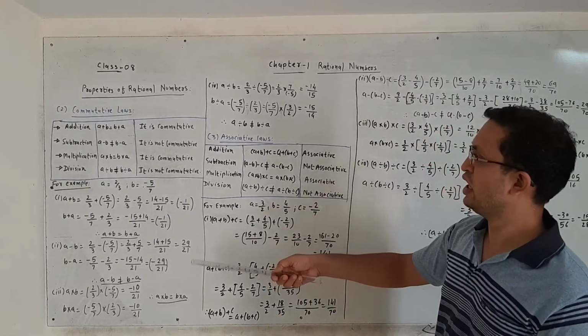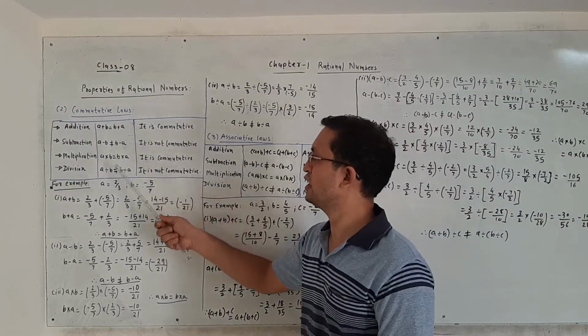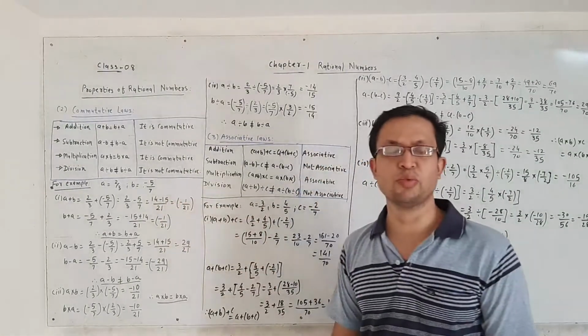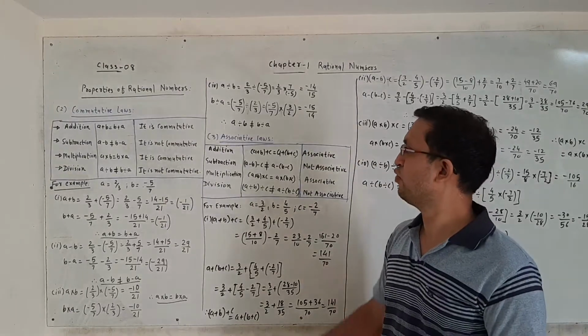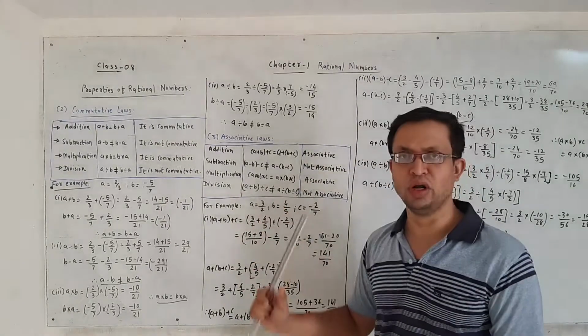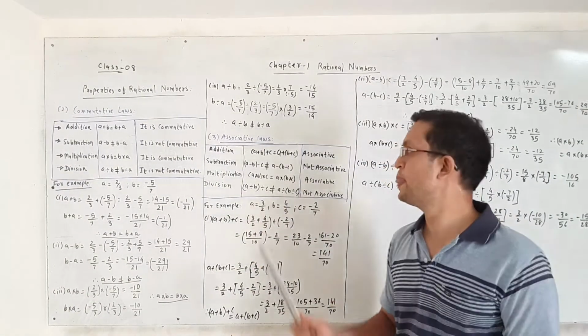So from here we have seen that the commutative property is true for multiplication and addition. Therefore, the commutative property is true only for multiplication and addition.